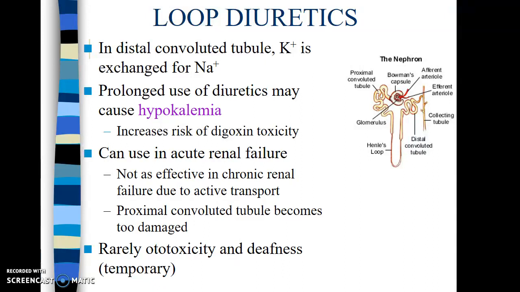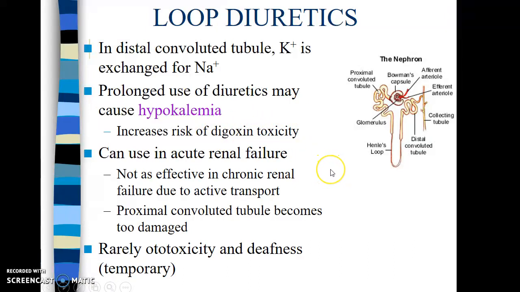Because of this, animals that are on these loop diuretics, on the furosemide, are going to be potentially hypokalemic, so low on potassium. And if we're giving them digoxin, this increases the chances of digoxin toxicity. So we'll sometimes put animals on a different diuretic, and I'll talk about that one in a few minutes, or probably in the next section, all depending on how far we get. So we need to remember that when we're giving digoxin.